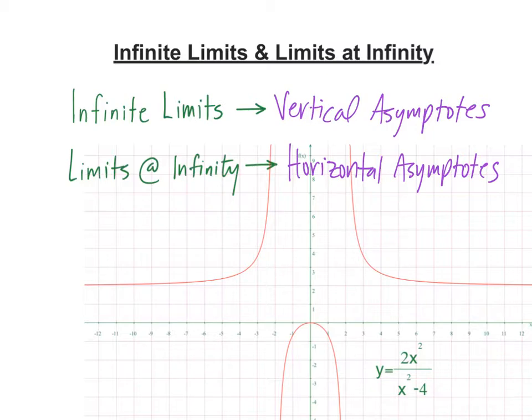And just to get us started, I've included a picture down here that has both. This graph has vertical asymptotes at -2 and at +2, and it has a horizontal asymptote at y = 2. All right, we're going to talk about how you can look at a function and determine its asymptotes, but we're going to call them limits now because we're in calc, we're not in Algebra 2.